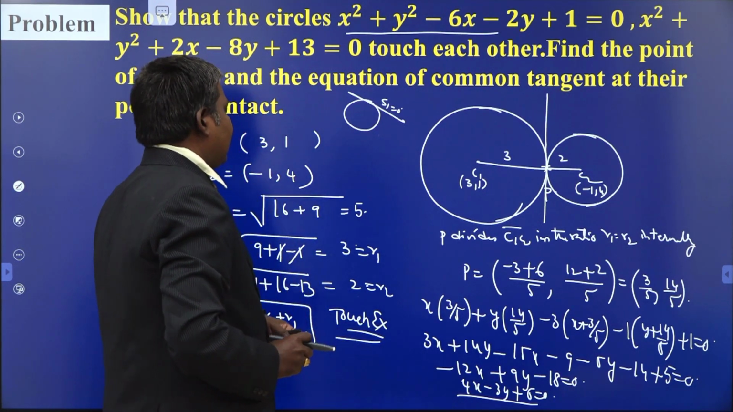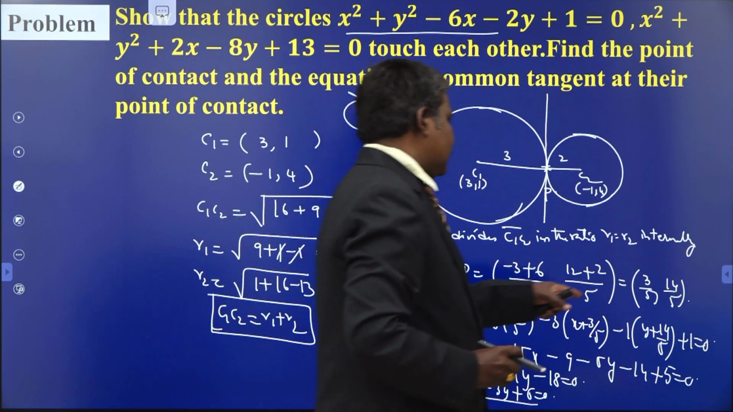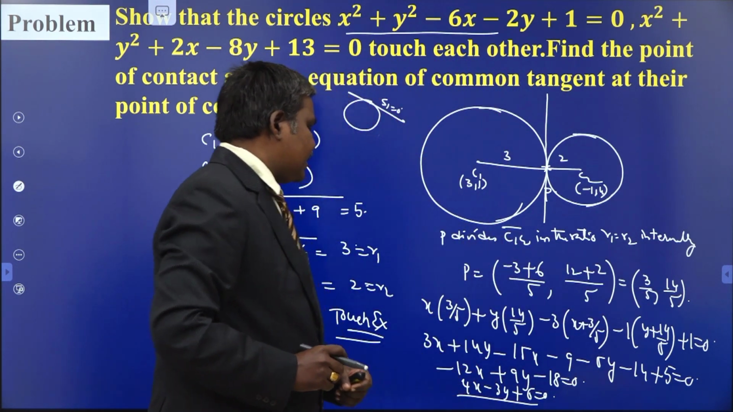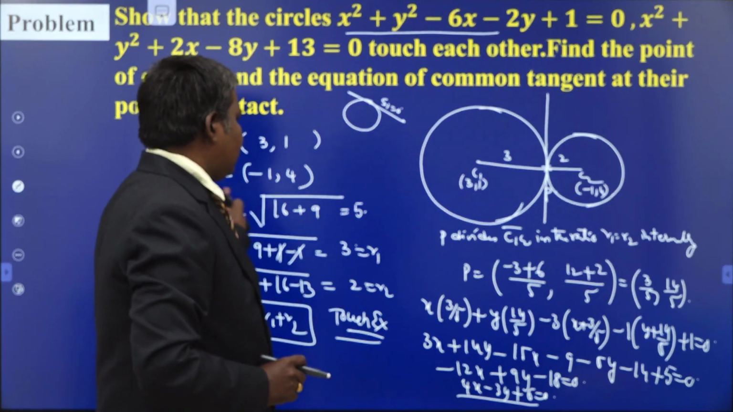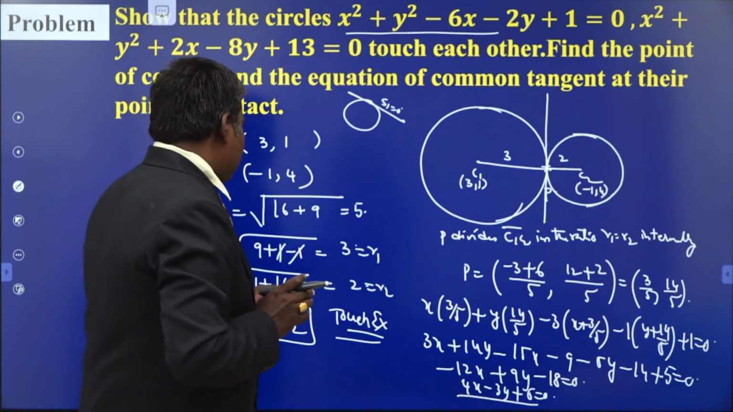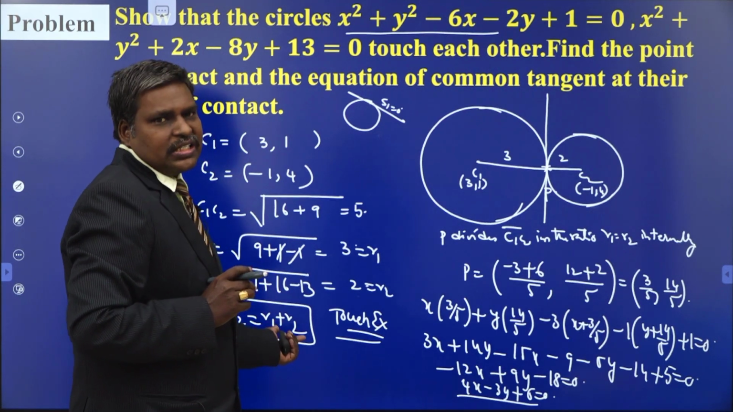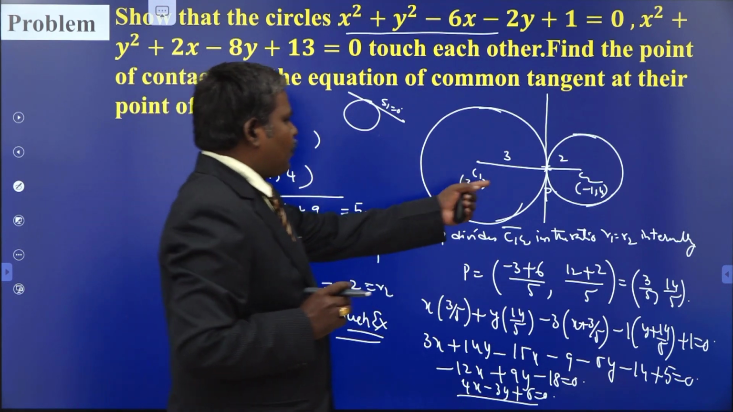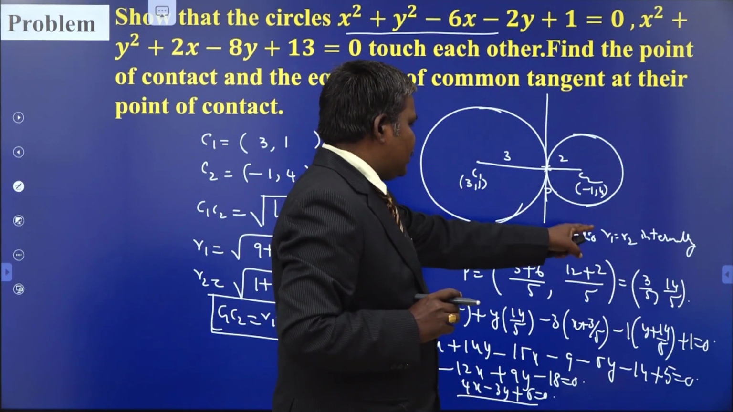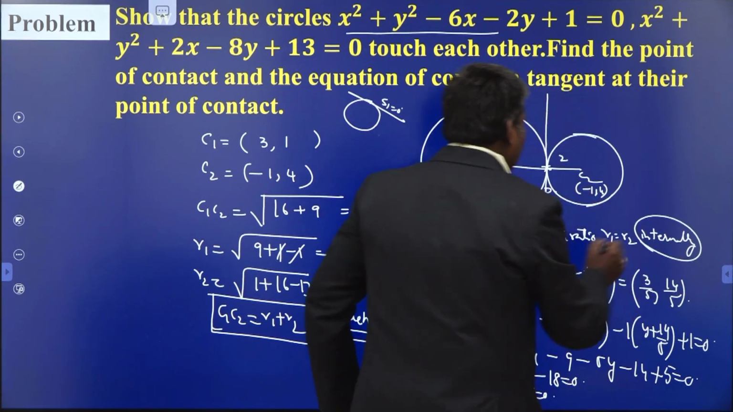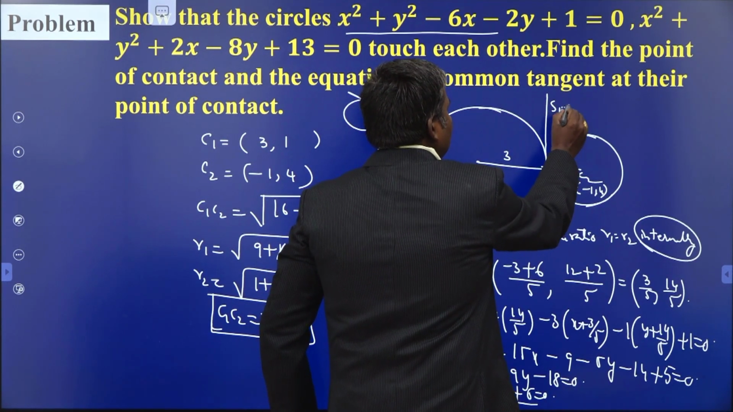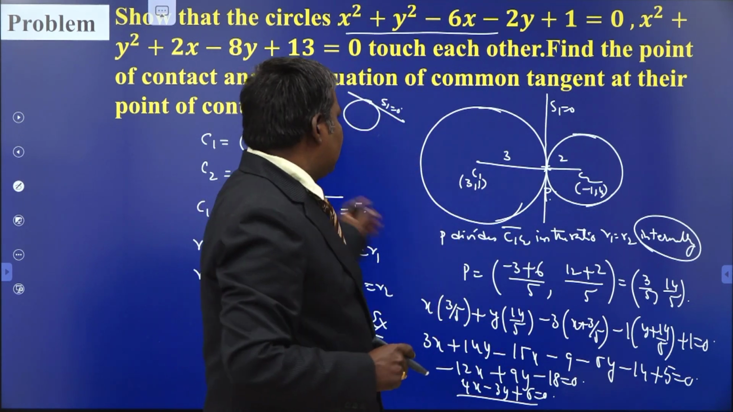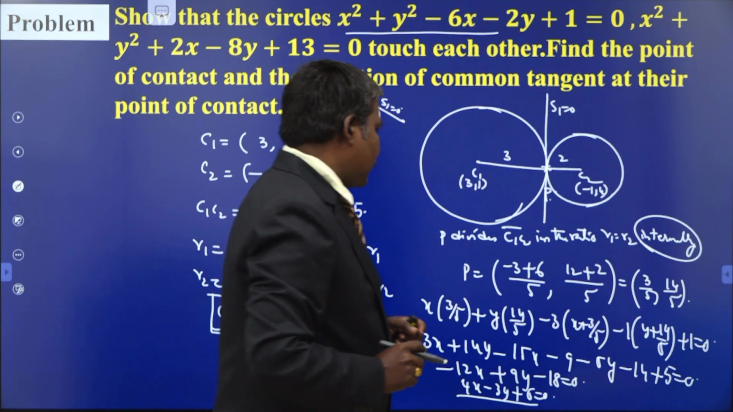So we have the point of contact (3/5, 14/5), and this is the equation of the common tangent at that point of contact. These are the three things here. You have to show that C1C2 equals either R1 plus R2 or modulus of R1 minus R2. These two circles touch each other externally here. The point of contact P divides C1C2 in the ratio R1 is to R2 internally, and you have to write S1 equal to 0 for any one of the circles, choosing that point P as (x1, y1). In this manner we can easily crack this one.